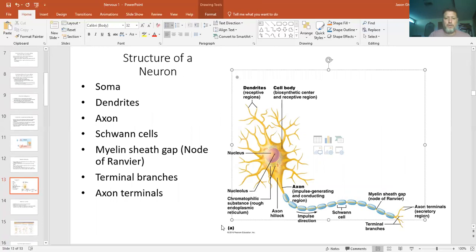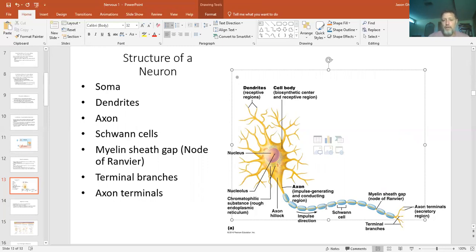So here's a picture of one. Again, we have the soma, which is the body, where everything's located. You have all these short extensions. These are called the dendrites. You have the axon, which is much longer than a dendrite, and there's only one axon going away from it. You have these little cells. In this case, these blue ones are called Schwann cells, and we'll get to those in a little bit.